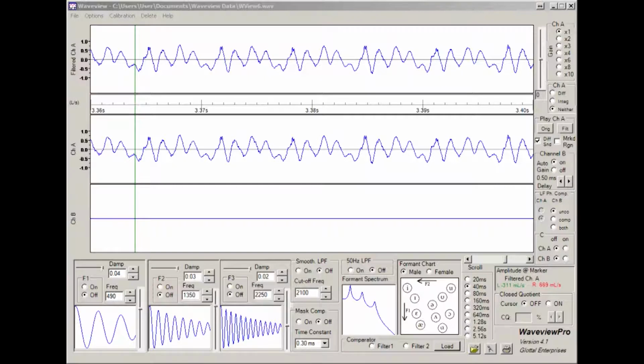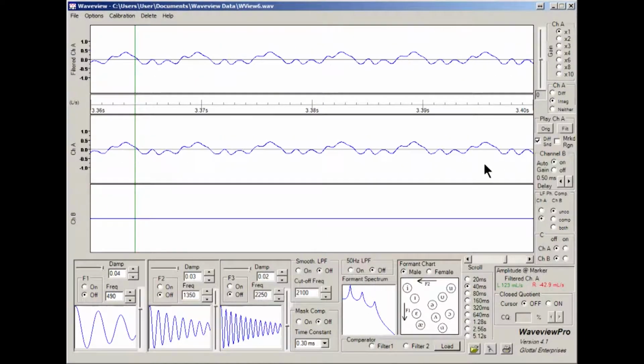Now, before inverse filtering, I will put in an integration step to make the waveform the flow instead of the pressure. To do that, I click on integral here. Now we have airflow. Actually, airflow is on both waveforms.